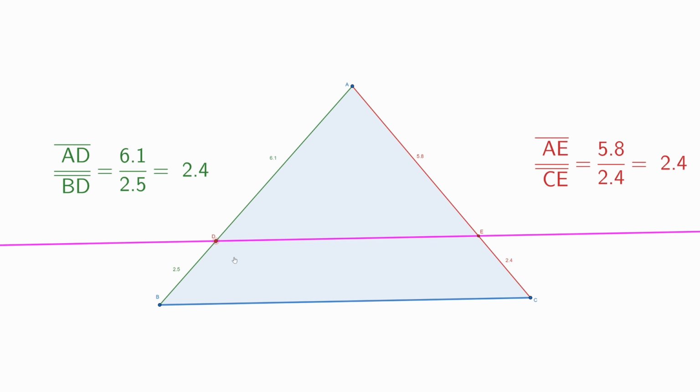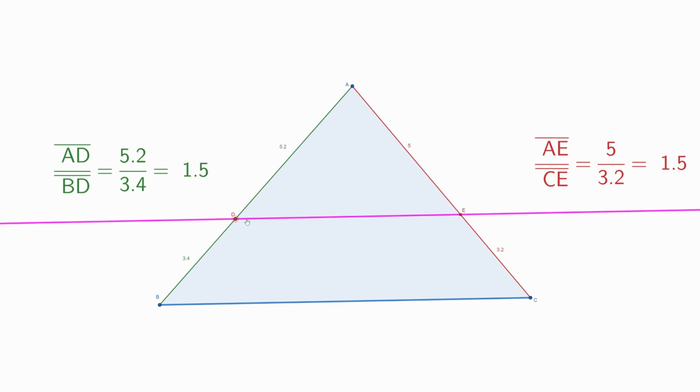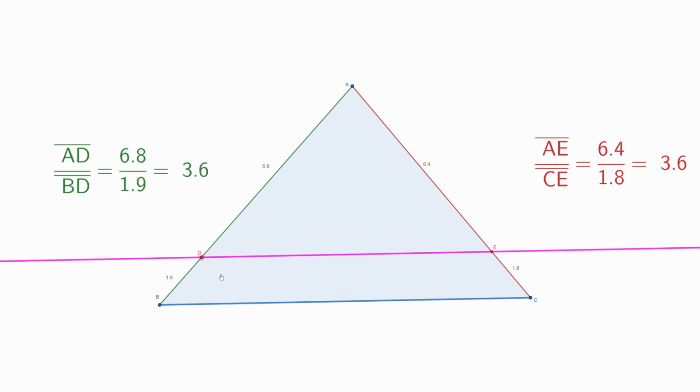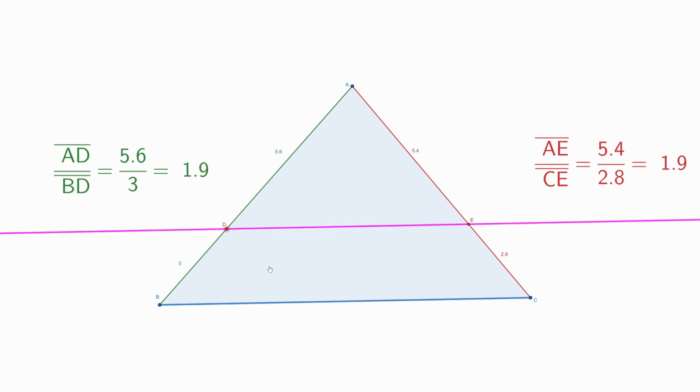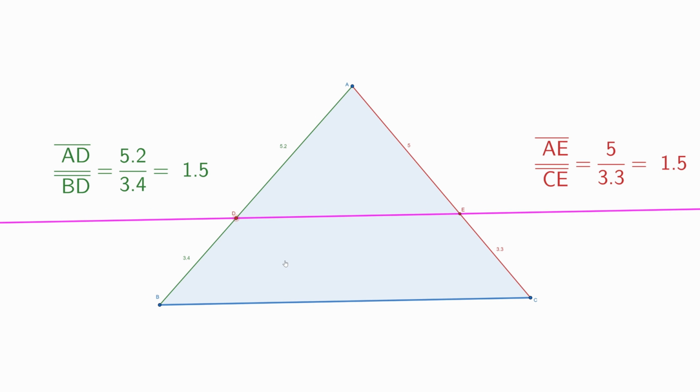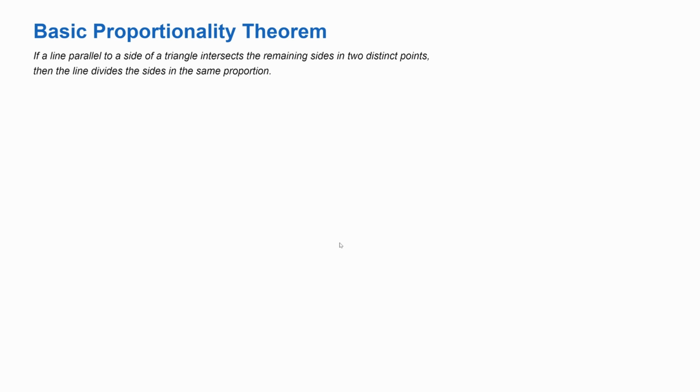You can see here, no matter what I do, as long as that pink line is parallel to that blue line, the value of the ratio is always the same. This is the basic proportionality theorem statement. Now this statement is given in English language. The first thing I need to do is convert this into its geometry language.